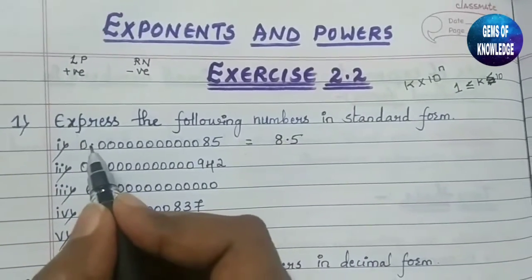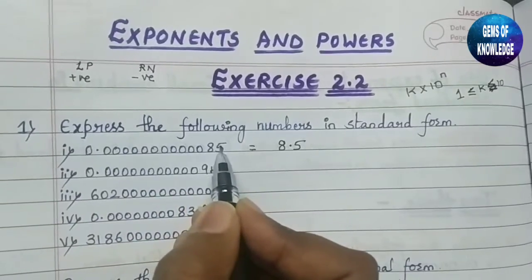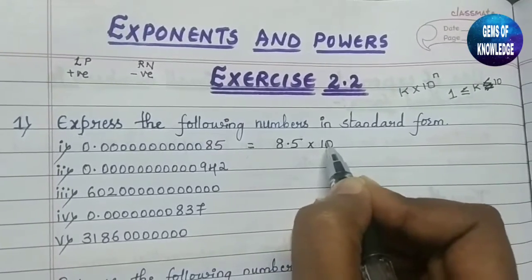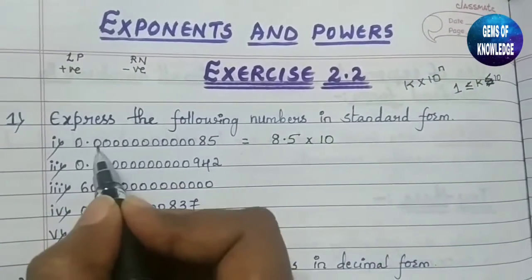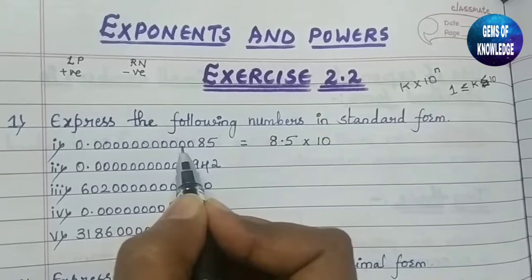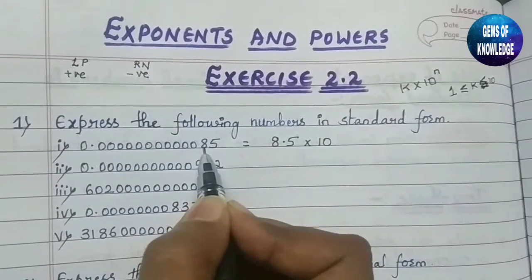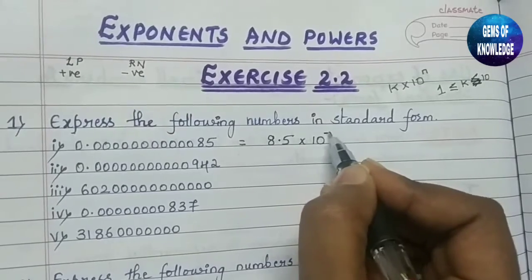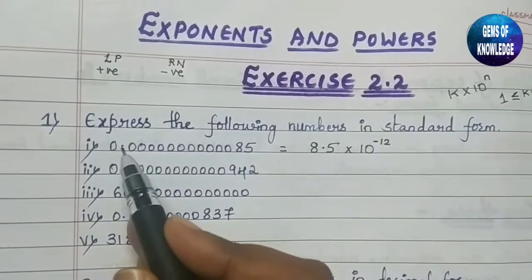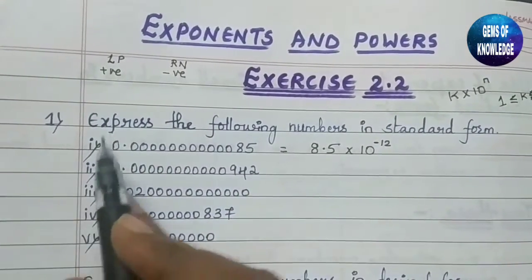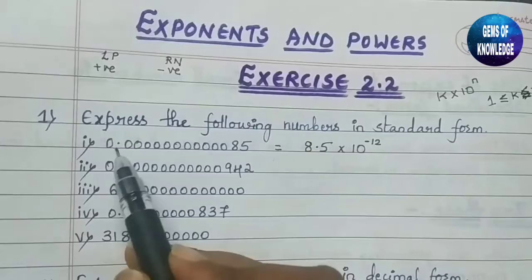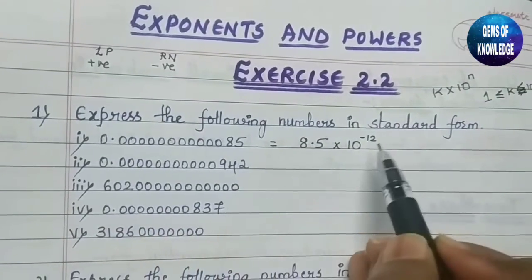Now you can see here this point is moved to the right side. So what you are going to do is multiply by 10 to the power of how many places you are moving. 1, 2, 3, 4, 5, 6, 7, 8, 9, 10, 11, 12. So here it will become 10 to the power of minus 12. I hope you are understanding. When the point is moved to the right side, the power is minus, and the number of places moved is counted.